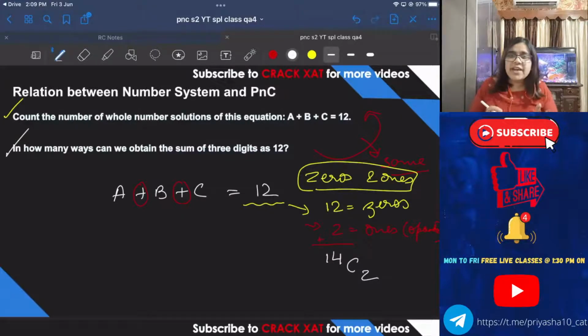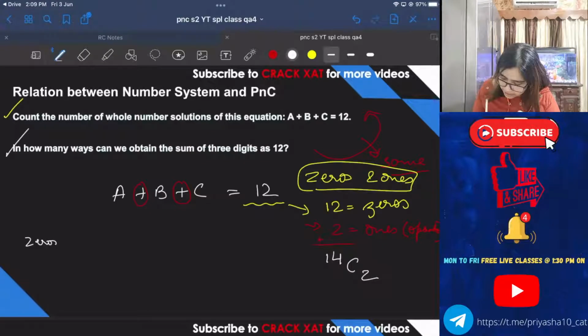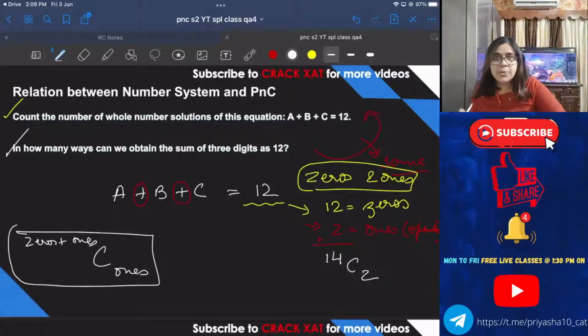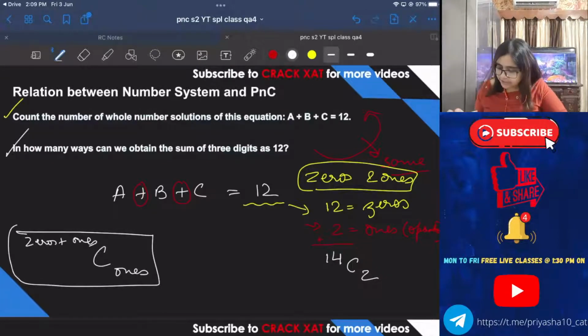That means 14C2. In a generalized way, if you want to remember it as a formula, you can remember it as zeros plus ones, C ones. C means combination. Can anyone tell me the answer now? Now solve it and tell me the answer.